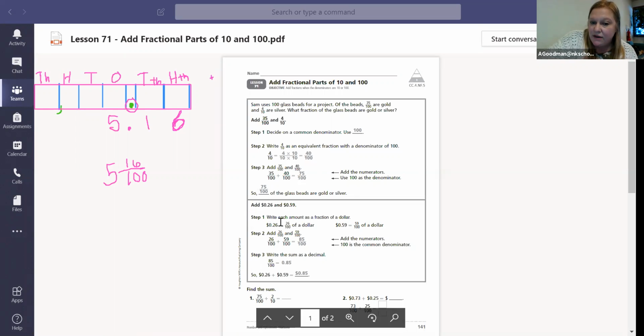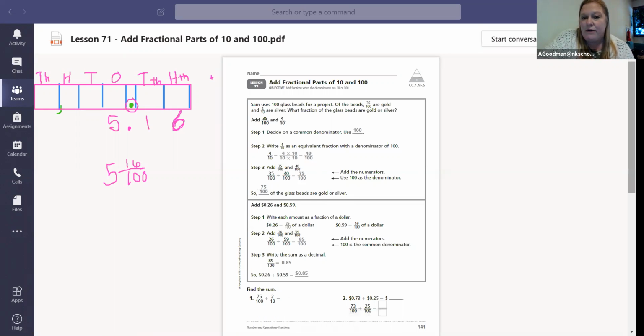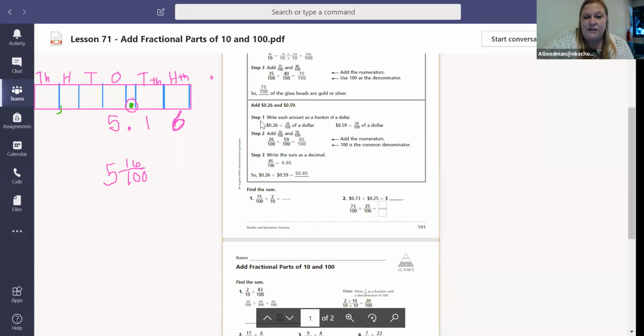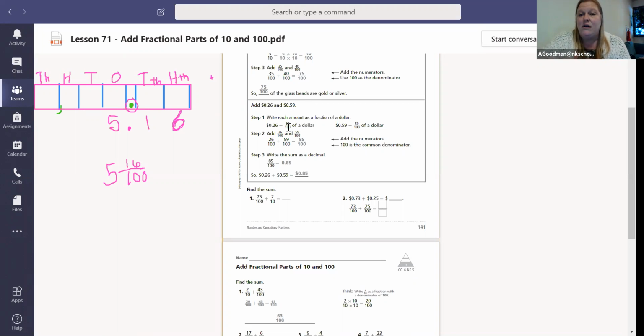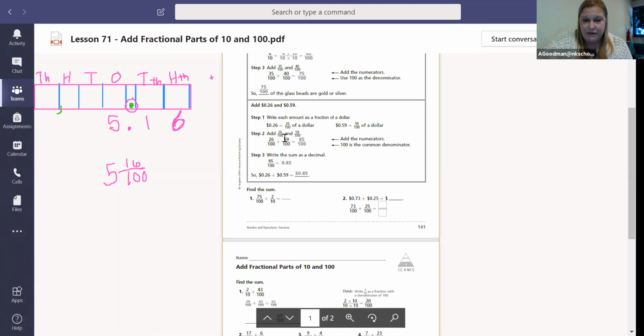So 75 hundredths of the glass beads are gold or silver. And then we're also going to be talking about money, because when we're using decimals, money is probably the most common thing that we ever use decimals for. And we really only talk about it going out to the hundredths. So let's look at the money. We have 26 cents and 59 cents. I think it's kind of silly on this worksheet because they're going to take that 26 cents and that 59 cents and switch it to a fraction. But it's just so you get used to what 26 cents would look like as a fraction. We're really talking about 26 hundredths of a dollar or 59 hundredths of a dollar.